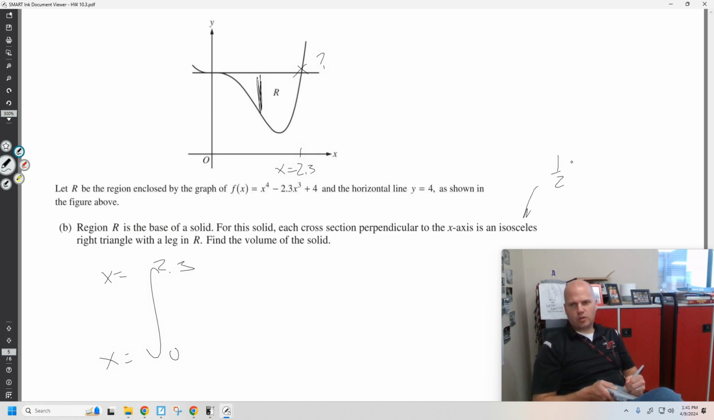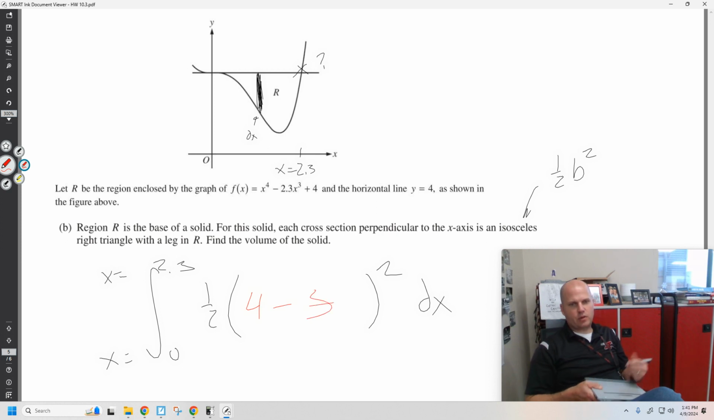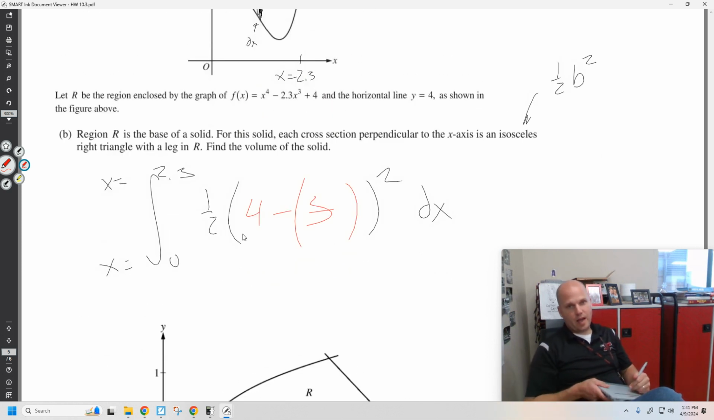Isosceles right triangle is 1/2 base length squared because the base and the height are the same. My 1/2 base length squared. They have a very skinny width. The base length is a y equals top minus a y equals bottom. Boom. If you were going to type this into your calculator, put that in parentheses. Or you'd have y2 and y1, but make sure you have y2 equals 4, y1 equals f of x.